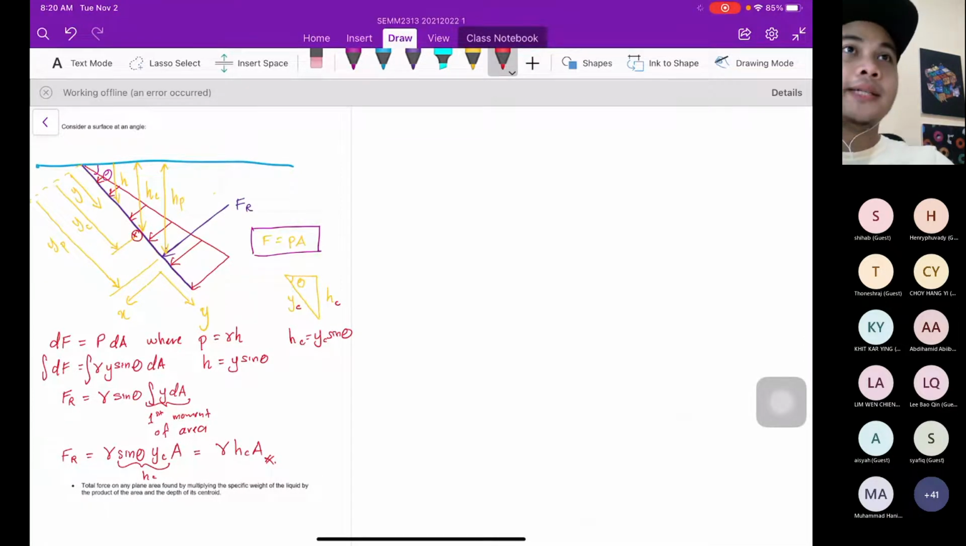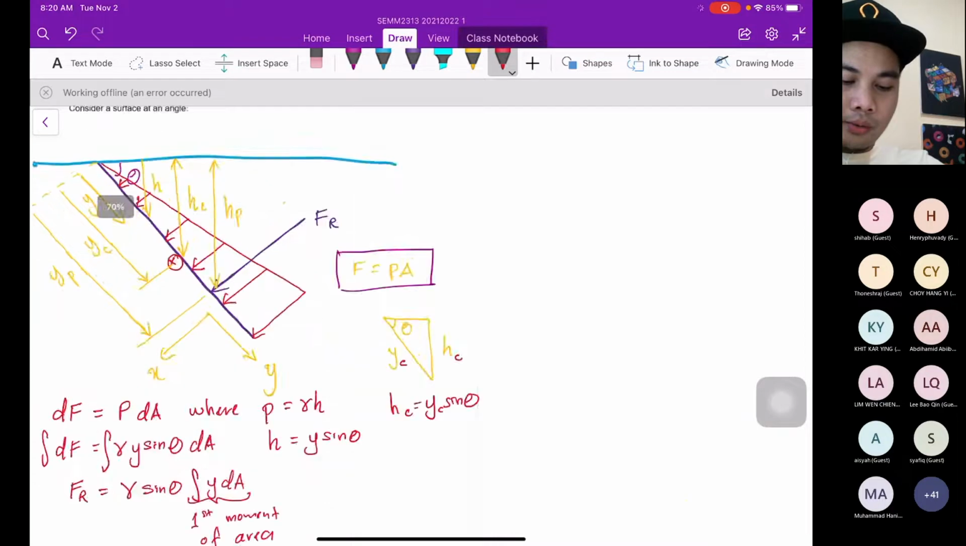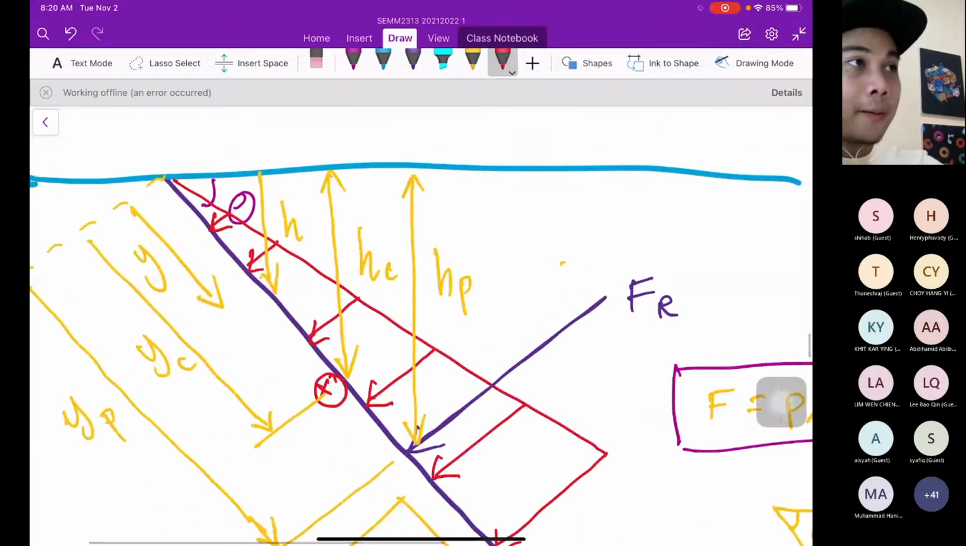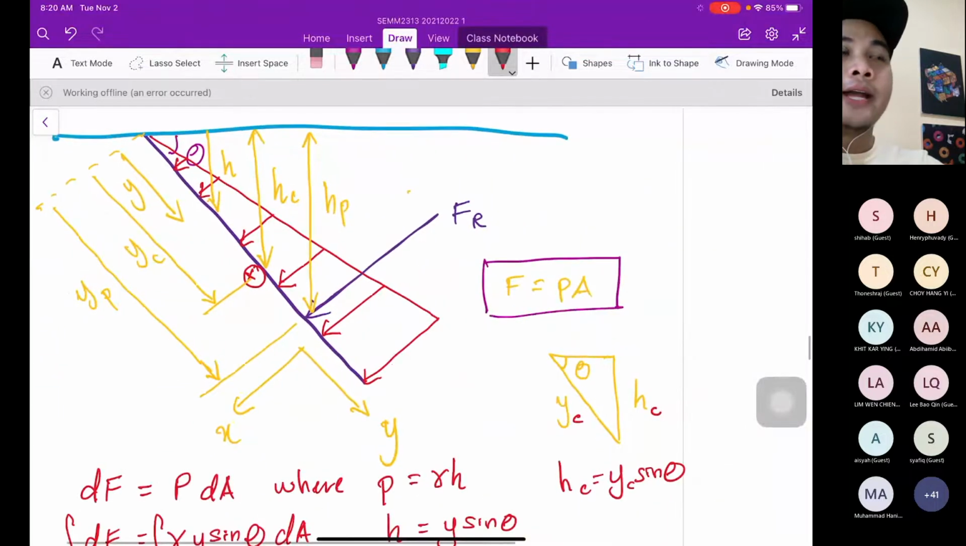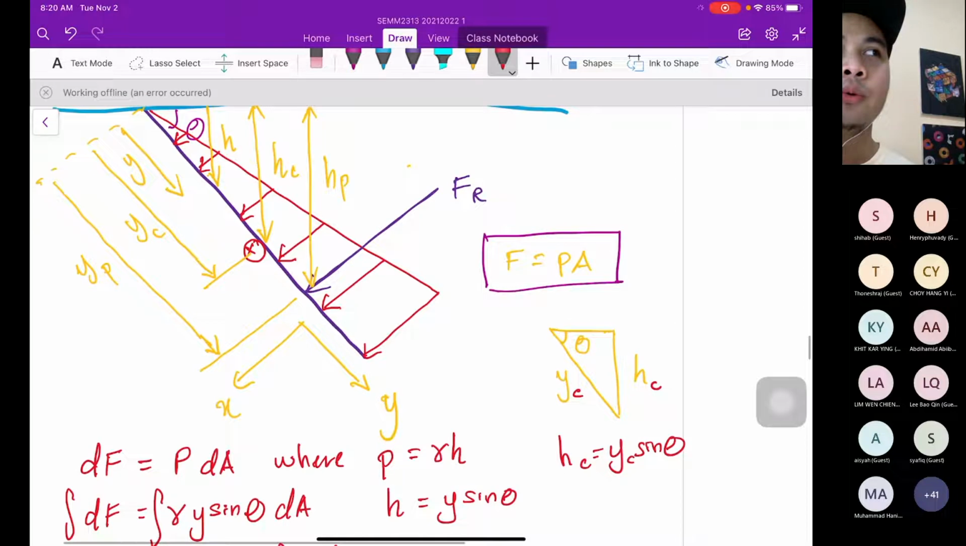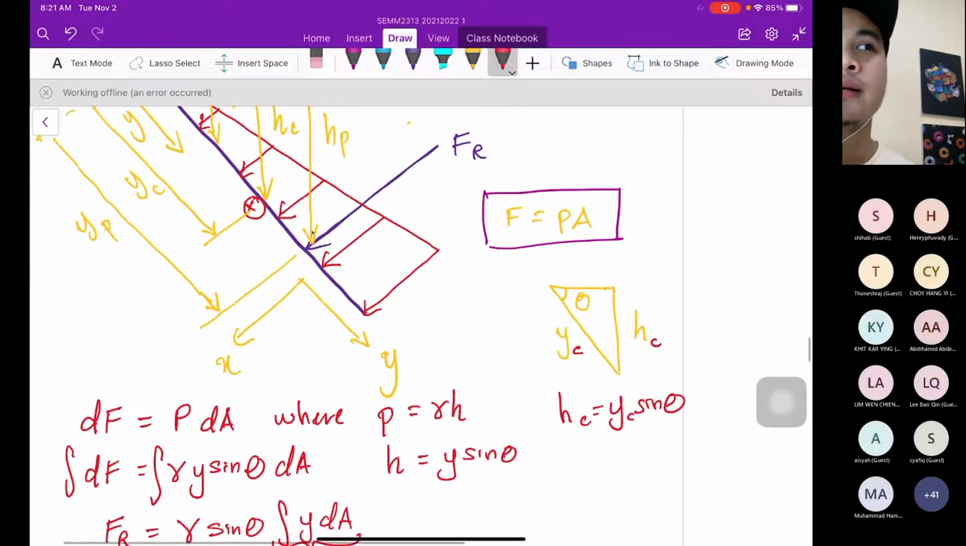Doctor? Yes? The Y tu sampai mana ya, Doctor? Why this one? Yes, in the diagram. Yang tu kena based on question. Y is a variable. Consider like it is changing. The only constant is YC and YP. The reason why we consider Y as a variable is because we want to integrate.